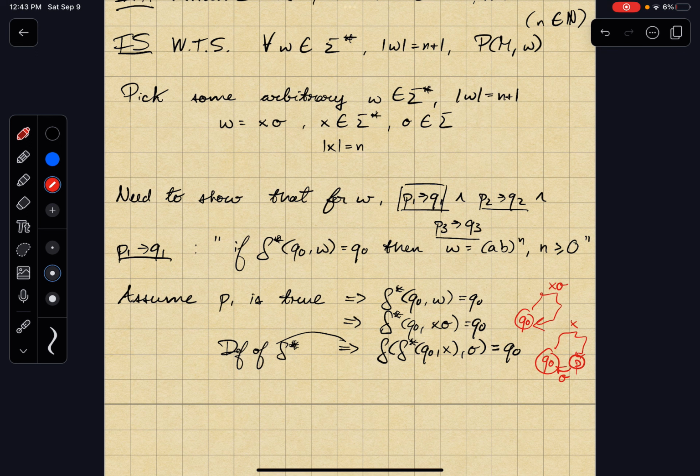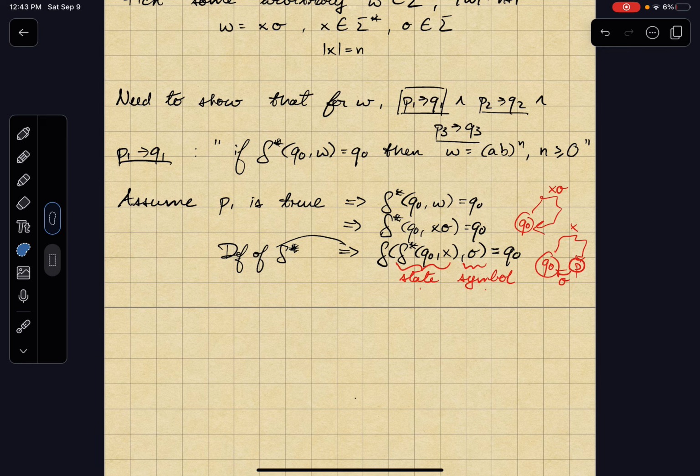And so what that means is that this is actually a state. So this is a state, right? And this is a symbol. And so what we're going to do now is we're going to analyze our machine M, and we're going to see that there's actually only one possibility for the state and one possibility for the symbol.